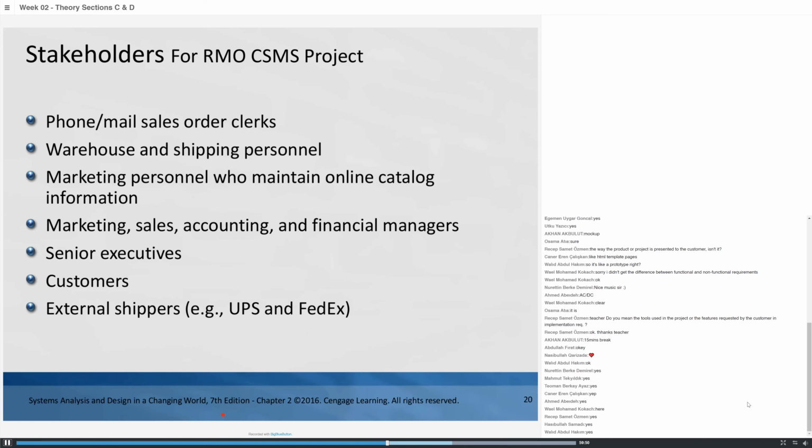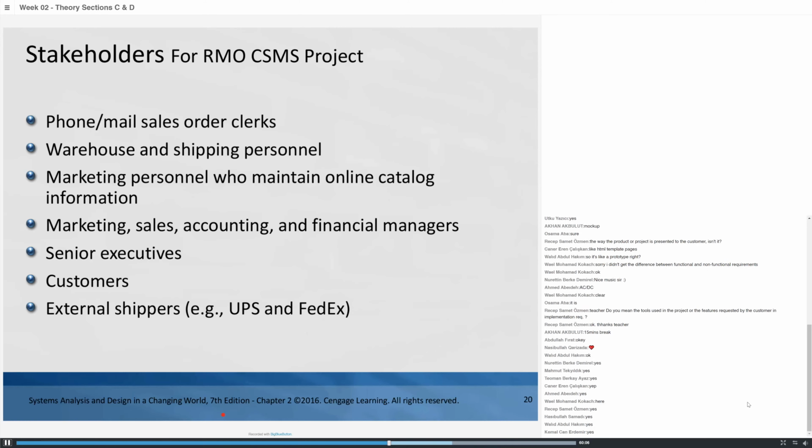As the starting point of identifying stakeholders of the CSMS project, it is sometimes helpful to develop a list of participants, something like this. Last year, in the midterm exam, I gave the students a scenario and asked them to list the stakeholders. Yeah, this is a good question, I think.